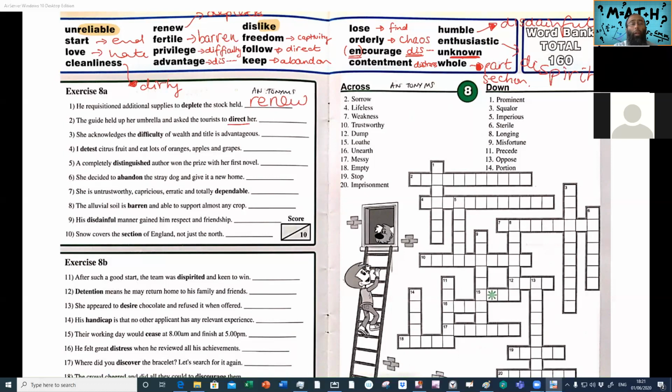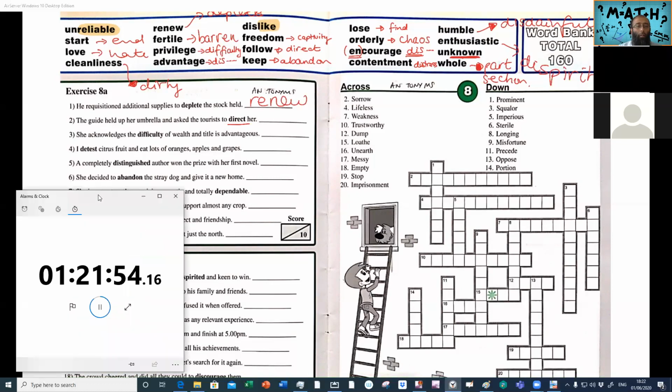Okay, next, keep going. I shall do a couple together first, and then we swap over to Iman. Read the next sentence. The guide held up her umbrella and asked the tourist to direct her. So what's the opposite of direct? The opposite of direct is to follow, isn't it? Yeah.